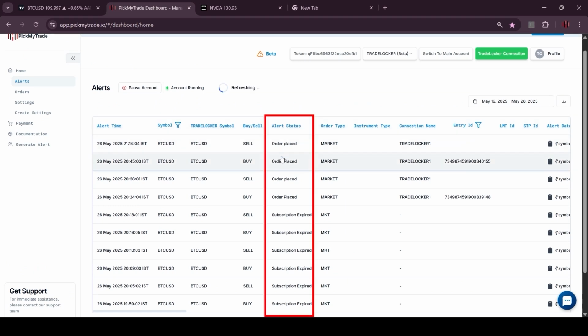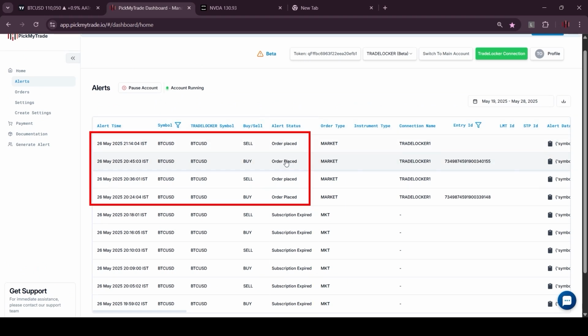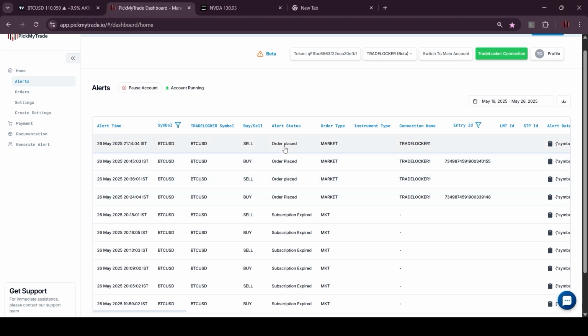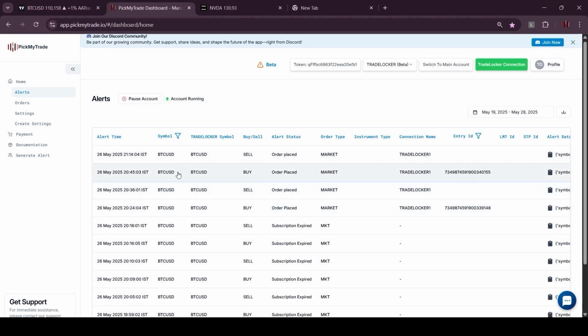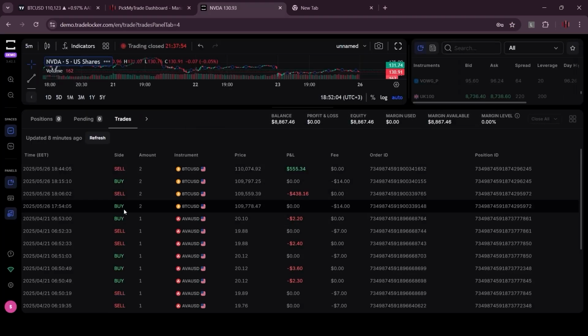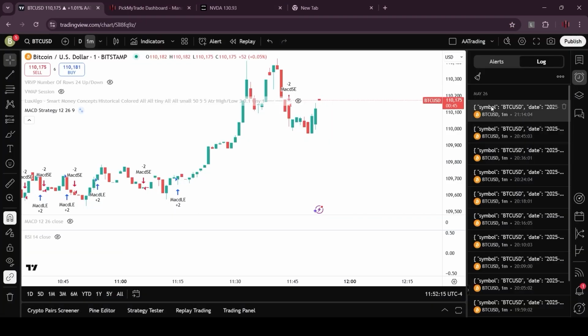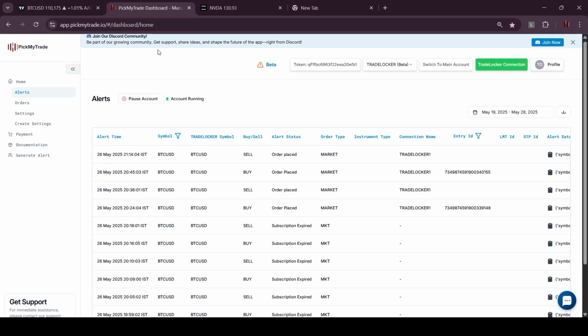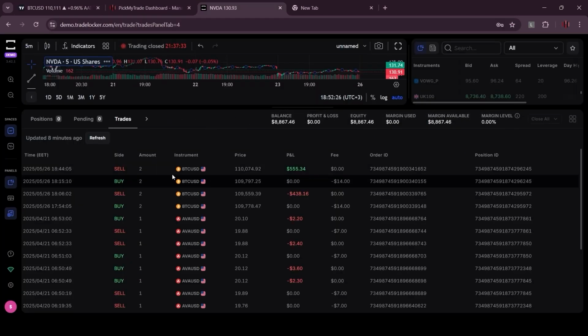Under Alert Status, you can figure out whether the alert is placed successfully or not. So here, 4 orders are placed successfully. So let's match them on TradeLocker. So here we have 4 orders of BTC USD, 2 buy orders and 2 sell orders. And here you can see, we have the same 4 orders of BTC USD. So the alerts come from TradingView, then they are placed on PickMyTrade and executed on TradeLocker.